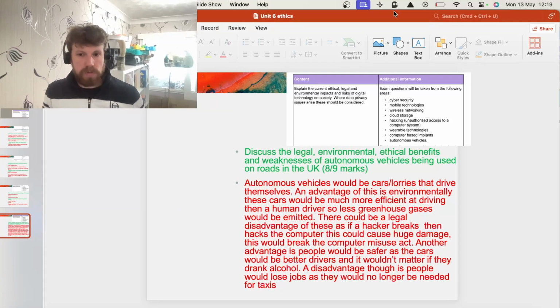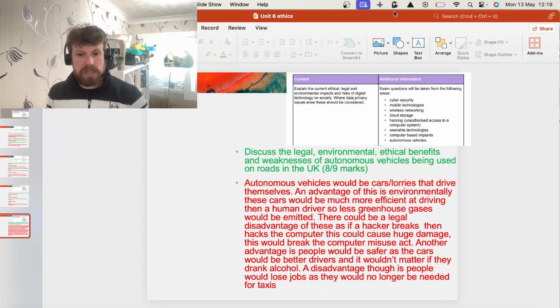It says, autonomous vehicles would be cars and lorries that drive themselves. Make the point, show the examiner that you know what it's talking about. An advantage of this is environmentally, these cars would be much more efficient at driving than a human driver, so less greenhouse gases would be emitted. So again, I've just taken one of those points that we talked about in the environment and related it to that scenario, talking about how cars and such are using it.